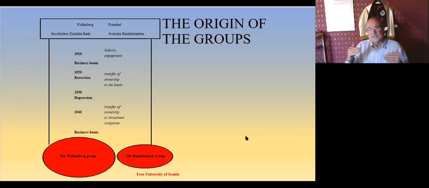And then came the business boom when there was the Korean War in the 50s. That created a huge Wallenberg group and a somewhat smaller Handelsbank group. They have almost the same structure, almost the same history, and the same origin in Stockholm Enskilda Bank. That's what's happening in a small country like Sweden.